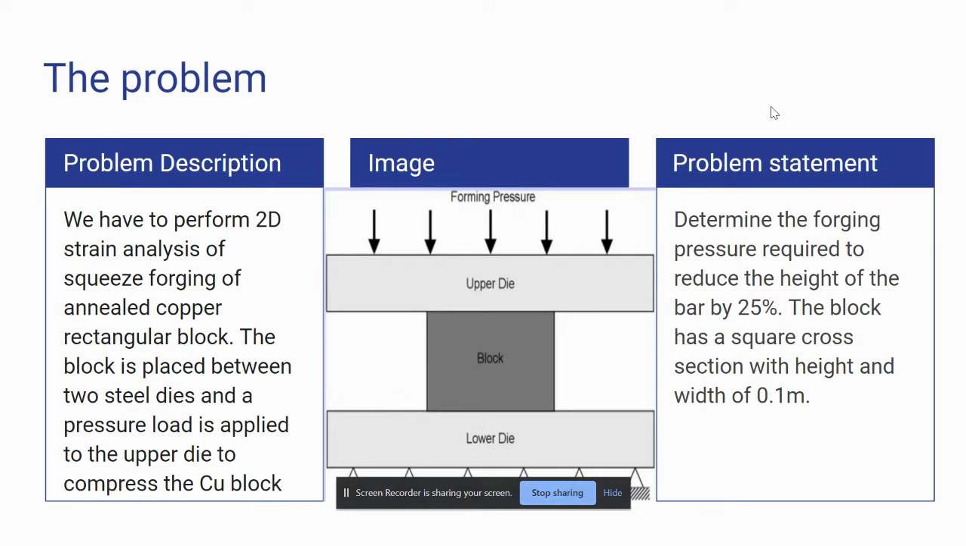We have to perform 2D strain analysis of a squeeze forging of an annealed copper rectangular block. The block is placed between two steel dies and a pressure load is applied on the upper die to compress the copper block. The problem statement is we have to determine the forging pressure required to reduce the height of the bar by 25%. The block has a square cross section with height and width of 0.1 meter.